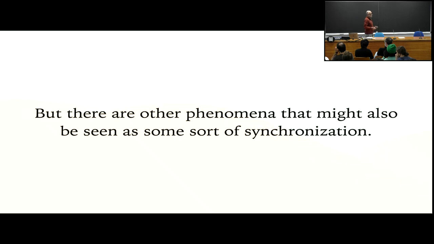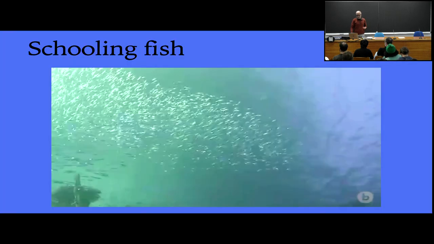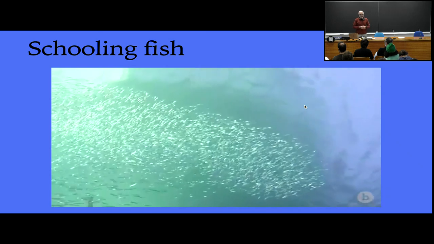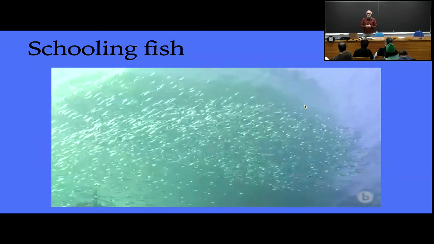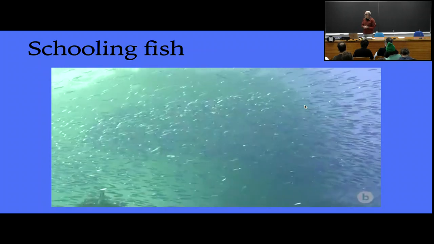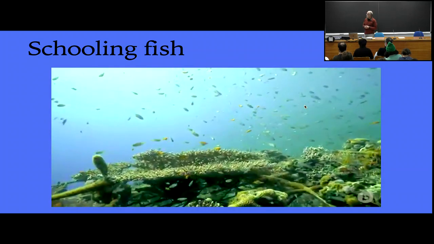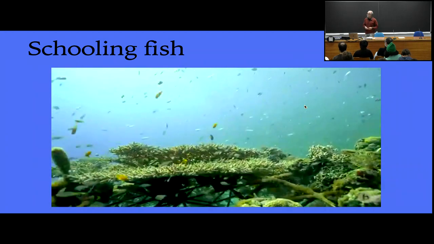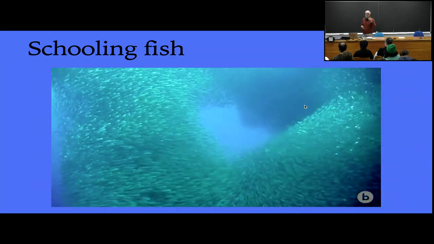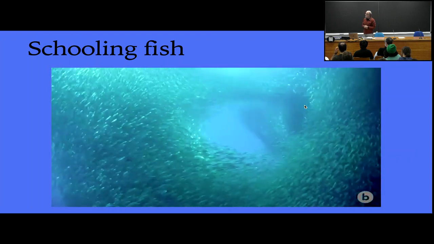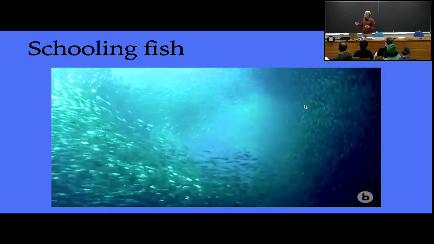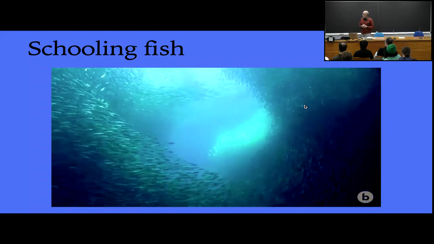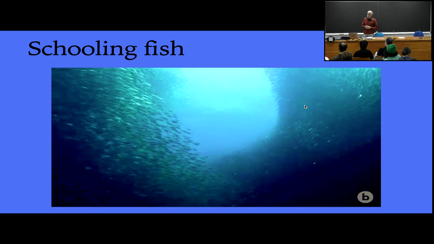But, and here I have to actually thank our director, Matteo, there are other forms of behavior that could be seen as some kind of synchronization. So here's an example of fish that are schooling. When they are not in the schooling formation, they are just moving around randomly. But something happens, maybe a shark somewhere, and then they all start forming these shoals that are all traveling together.